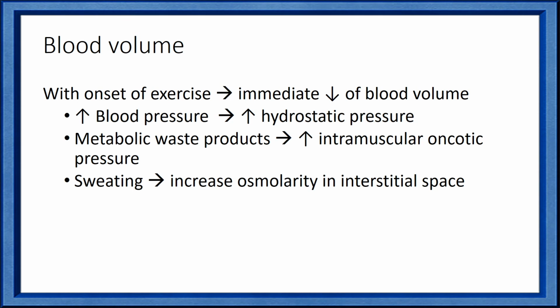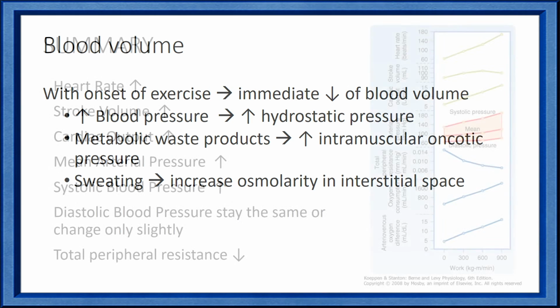Secondly, buildup of metabolic waste products in active muscles causes an increase in intramuscular oncotic pressure, which attracts fluid to the muscles. Thirdly, loss of fluid during sweating means more sodium loss from the intravascular space and increases osmolarity in the interstitial space. This attracts fluid from the intravascular space to the interstitial space. Hence, we will see a reduction in blood volume during exercise.